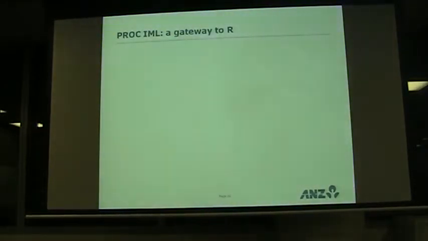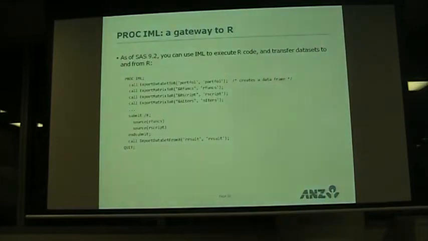So, from IML, as of SAS 9.2, you can use IML to execute R code and transfer data sets. So I'm going to basically use IML to do all that. I'm going to use IML to export a data set to R, which creates a data frame. I can basically send the name of my script file to R, and all of my various simulation parameters. So in R, I use SAS to call R.